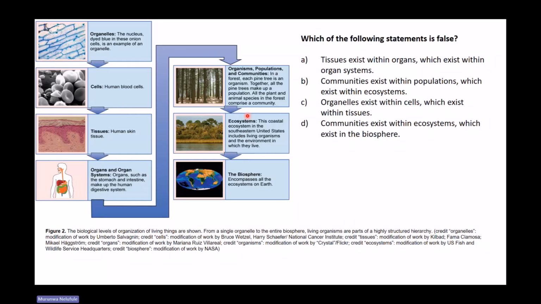All right, stop waffling, Morongwe. What is the answer, rather? We have 4 people in the chat box who said the answer is B, and I'm also saying the answer is B. Let's see the verdict. I think the answer is C. Oh, you see, the answer is C, but the answer is B. Unfortunately, populations exist within communities.